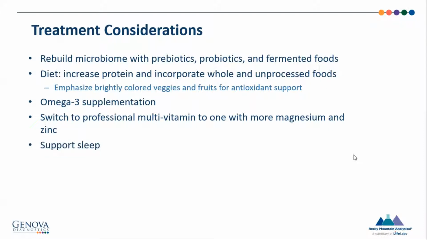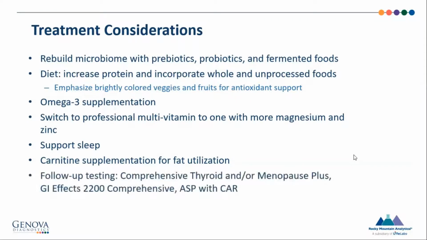I want to support sleep. And there are many ways that you can do that, but in my opinion, and I think you would agree, it's very hard to get anybody well if they're not getting sleep. And there are things like green tea and L-theanine, 5-hydroxytryptophan, phosphatidylserine that can help. There are a number of ways to help with that, and also getting a look at their cortisol levels. And the carnitine, again, to help with fat utilization.